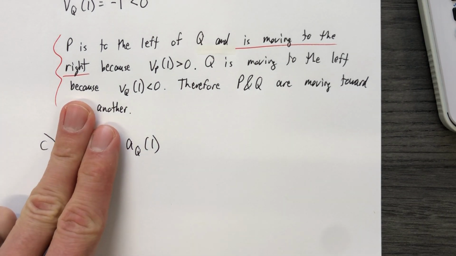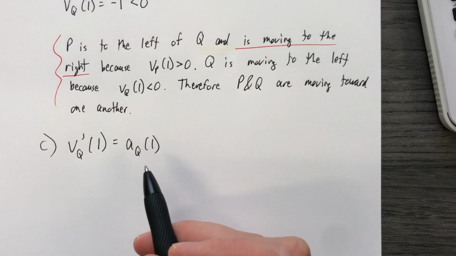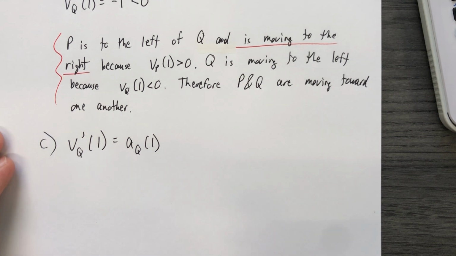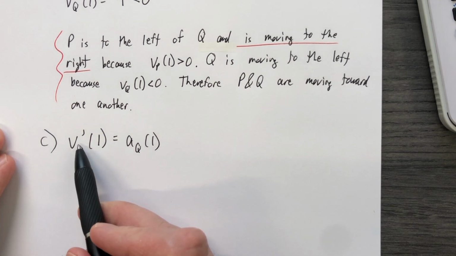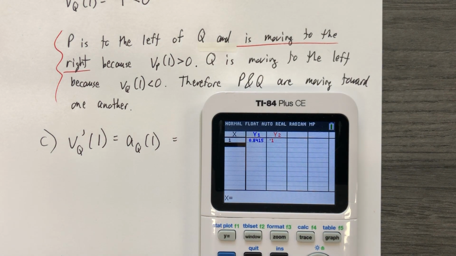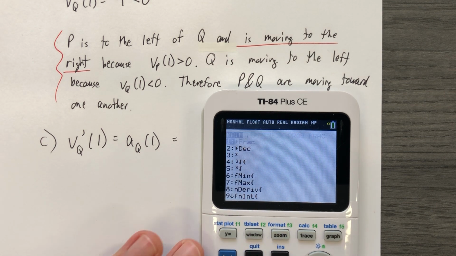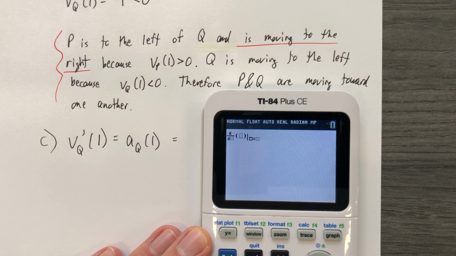Don't just start with this and say, oh, the acceleration is... no. They, the people that grade your paper, need to know that you know that the derivative of velocity is acceleration. So let's do this with a calculator, math 8, nDeriv. The derivative with respect to x, actually, not t, based on what we have in the calculator.